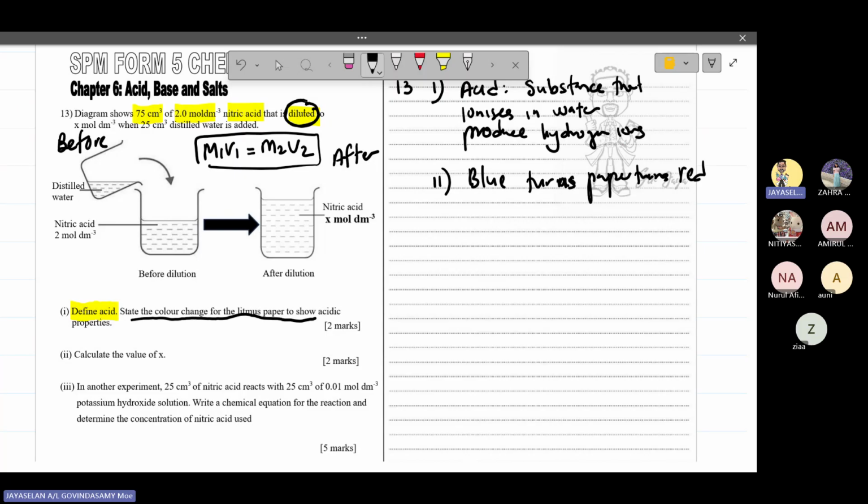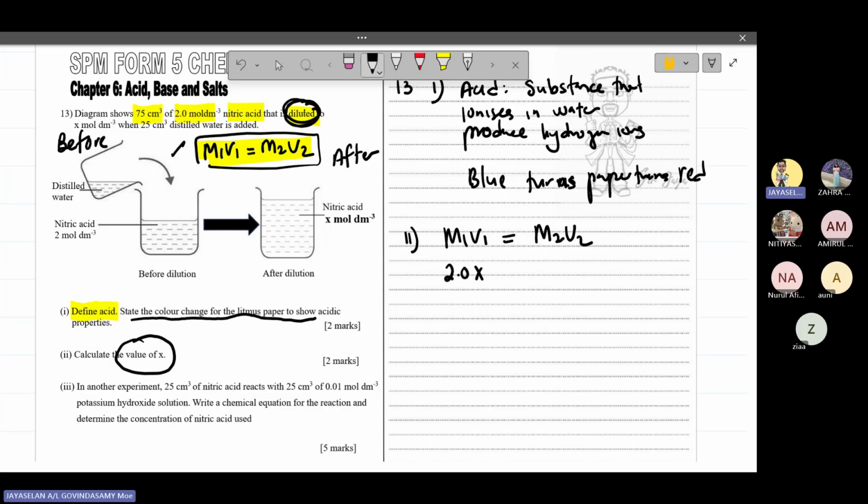Okay, now we go for calculating the X value. Where is your X value? So read the question. When diluted, what do you do? Just put the dilution formula. Now they want you to do question number 2. So what you do here? M1V1 = M2V2, before adding water, after adding water. Diluted means you must use this formula. Any question?